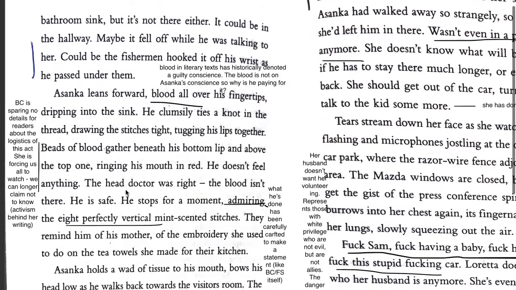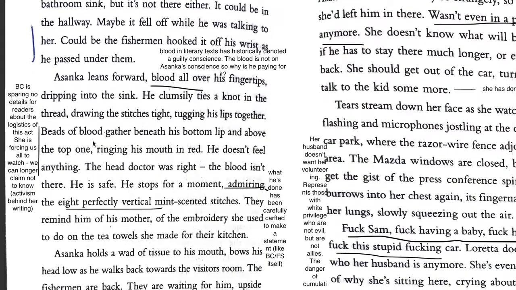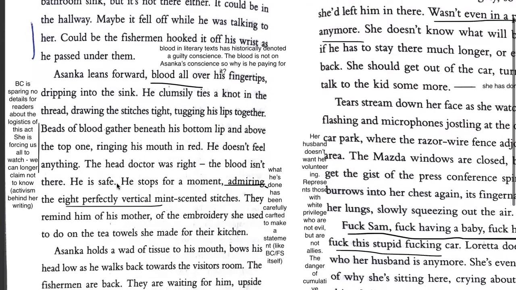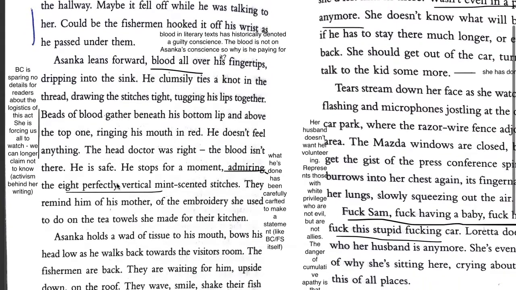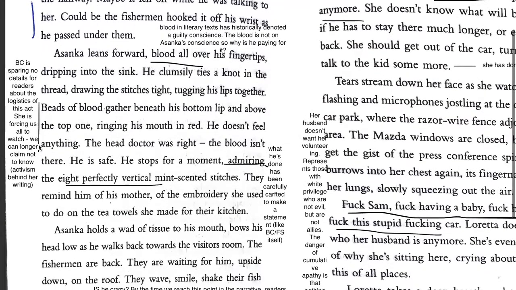So this has been going for pages now. We're still on the act of him sewing his lips together. "Beads of blood gather beneath his bottom lip and above the top one, ringing his mouth in red. He doesn't feel anything. The head doctor was right. The blood isn't there. He is safe," which is just deeply sad and distressing at this point. What have I written? Beneba Clark is sparing no details for readers about the logistics of this act. She is forcing us all to watch. We can no longer claim not to know. So yeah, the activism behind her writing.